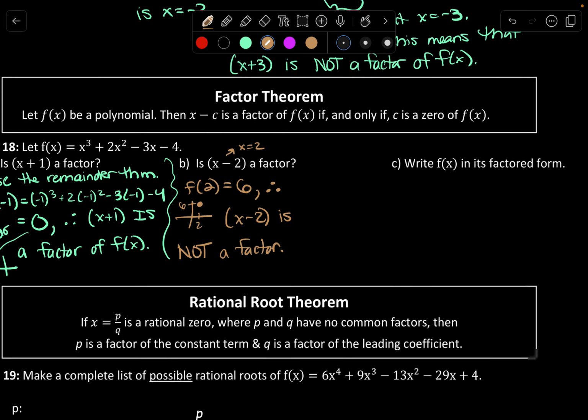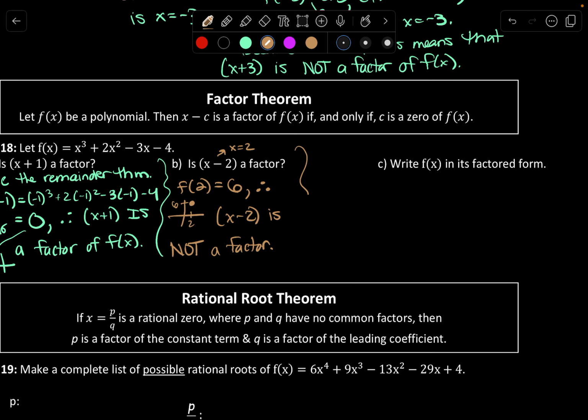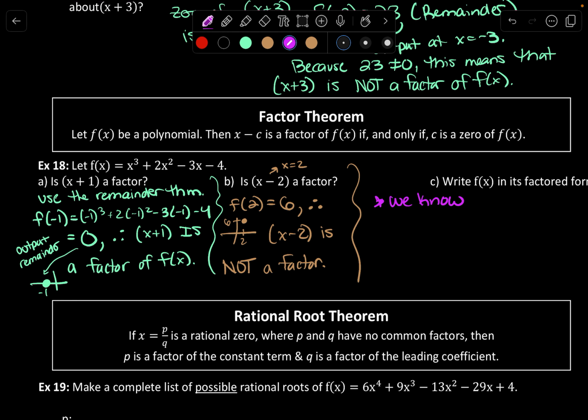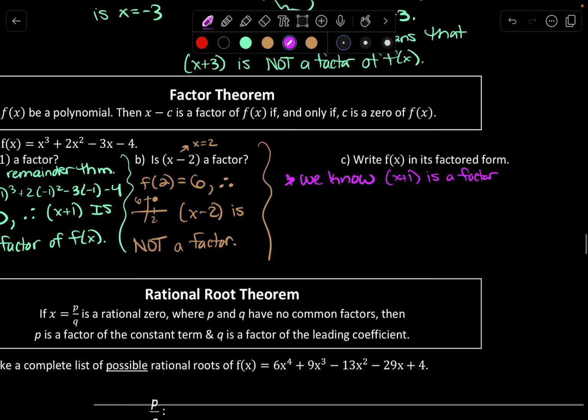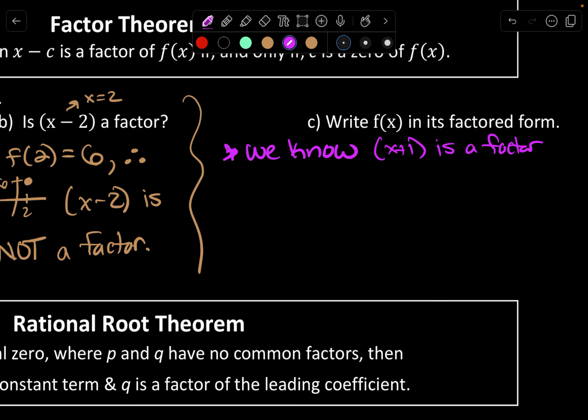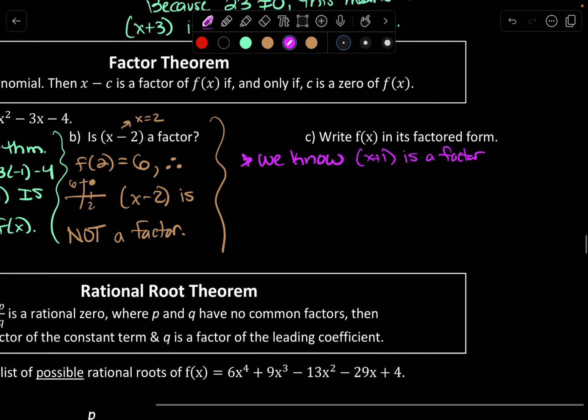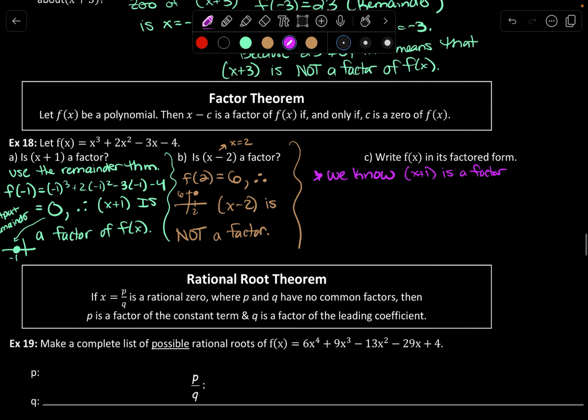All right, so write f of x in its factored form. Okay, so, side note, we know one of the factors by using the remainder theorem in part A. We know that x plus 1 is a factor. So because I know x plus 1 is a factor, this means I know that it has no remainder if I were to divide it, okay? So that means we can use synthetic division in order to factor it a little bit further.